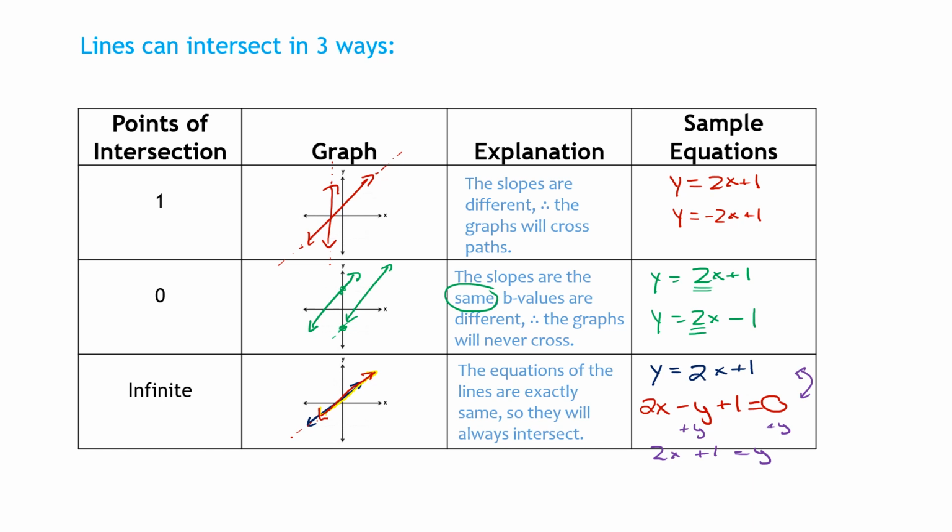And sometimes you might have something like, let me put another sample one that would be exactly the same. I could have had just a multiple, right? Like 3y equals 6x plus 3. So I just took this equation and I multiplied everything by 3. That's going to be the same line, because when I go to isolate y here, I'm going to get the same exact equation again. So those are examples of lines that have infinite points of intersection.